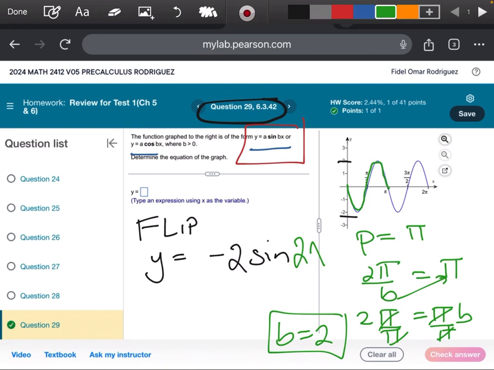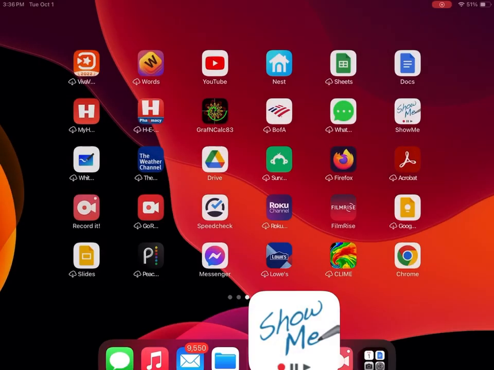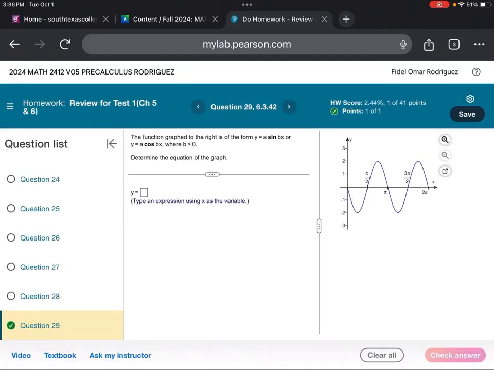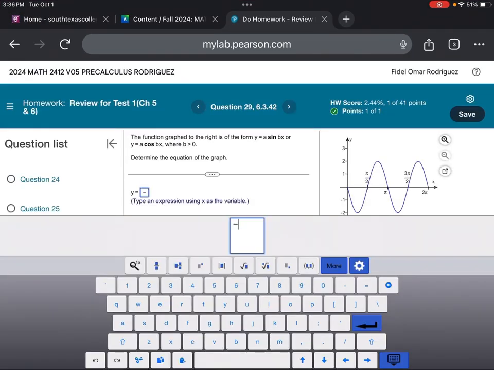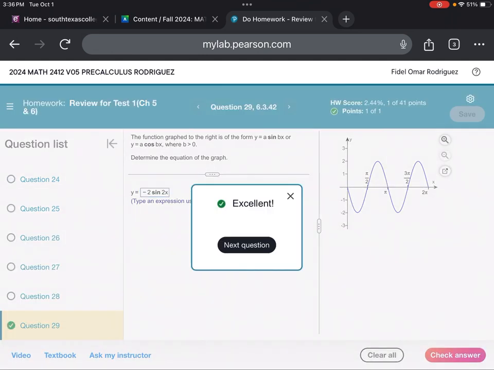So this tells me that this is going to be y equals -2 sine of 2x. I'm going to come back over here and, sorry, let me load this back up. I'm going to put -2 sine of 2x, and we'll check our answer. Check our answer, and we got it, okay?